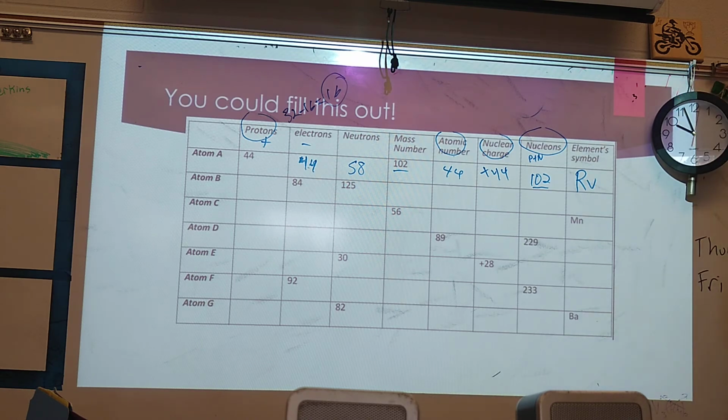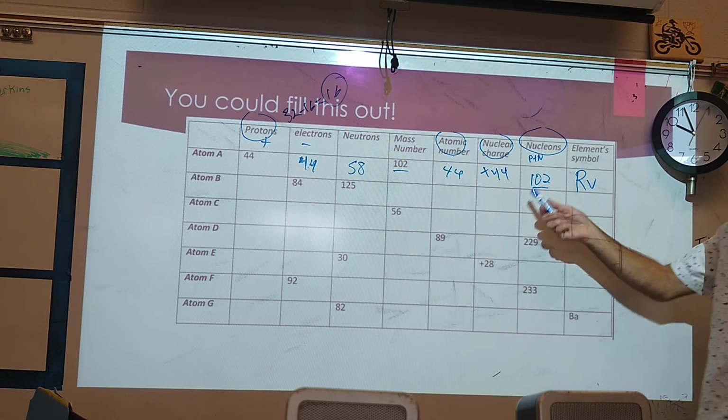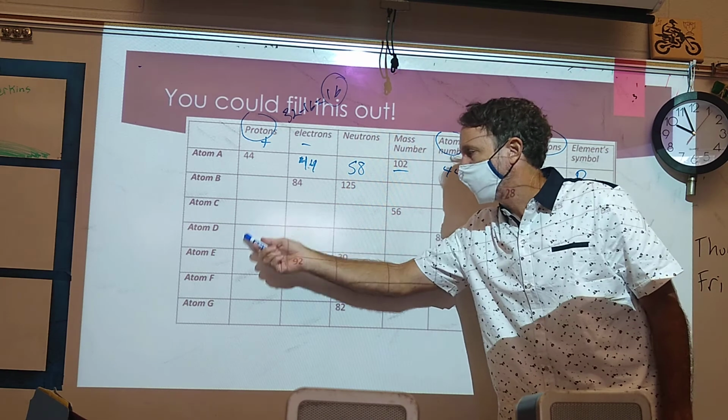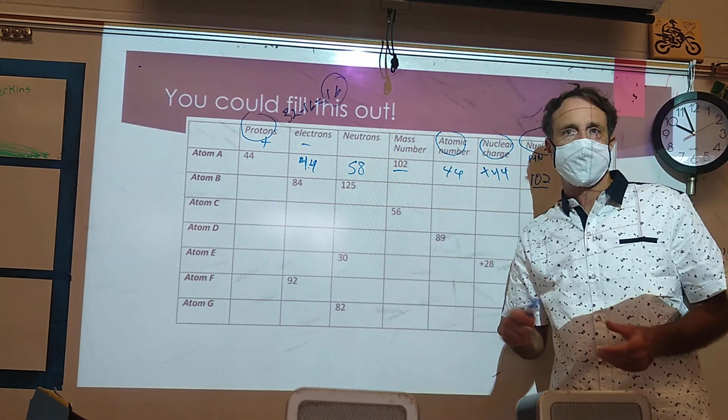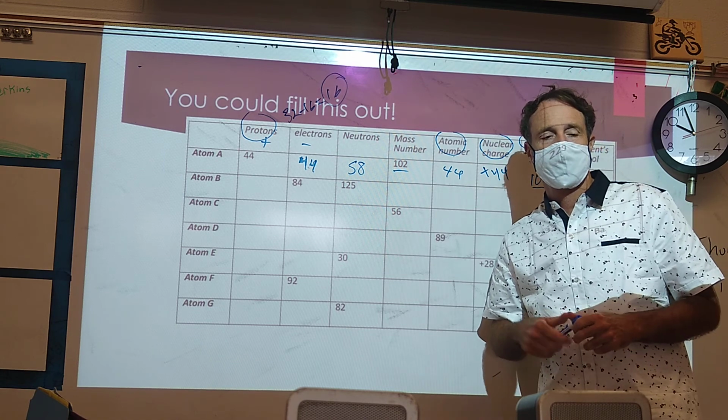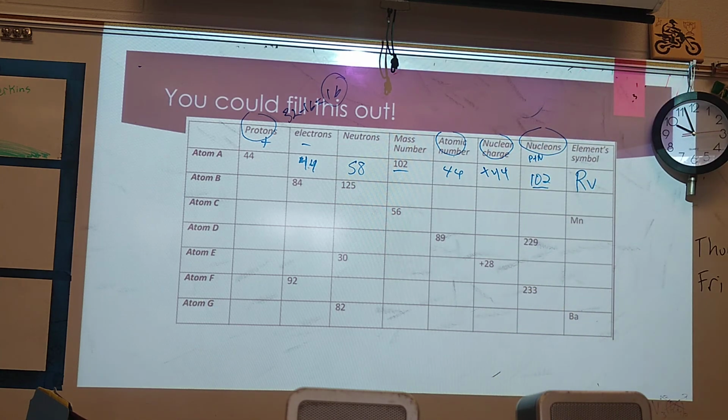Does that make sense? So that'll be your last homework for today, a simple sheet like this that you fill out, the chart. Of course, you're going to type it in red, right? All right, cool. And we'll review isotopes tomorrow.